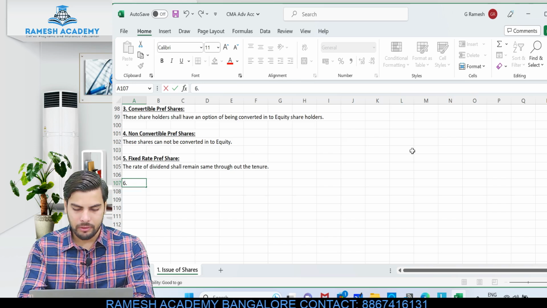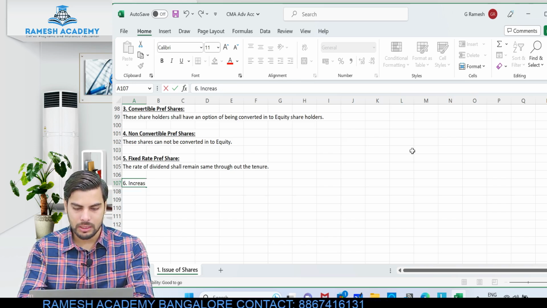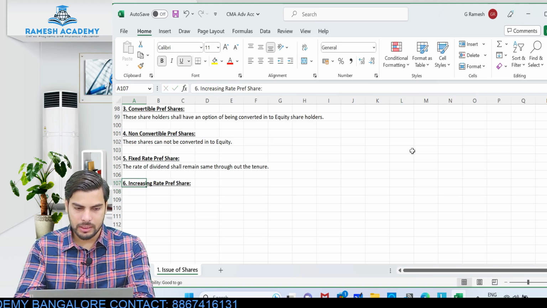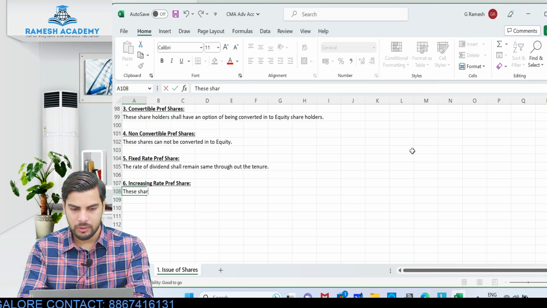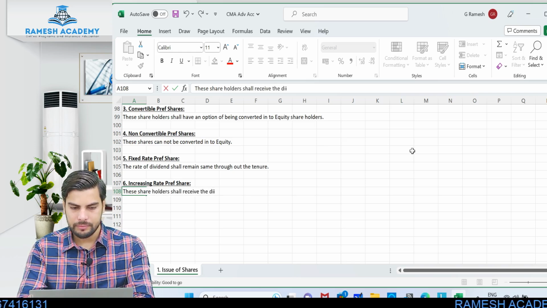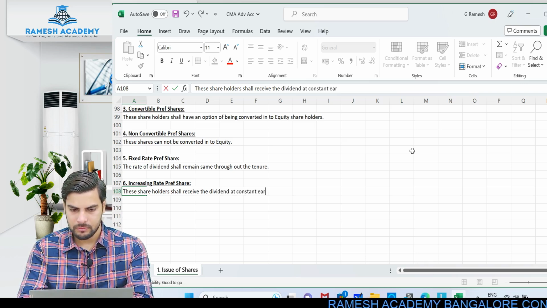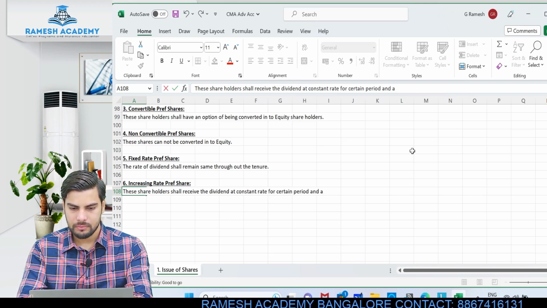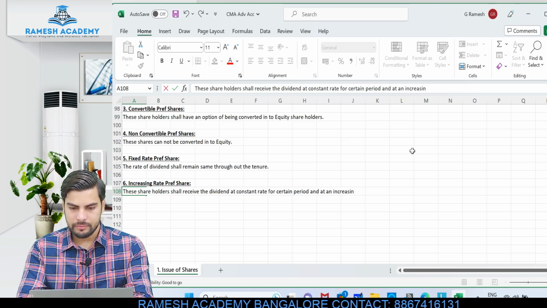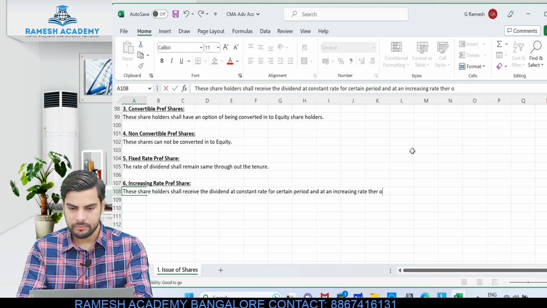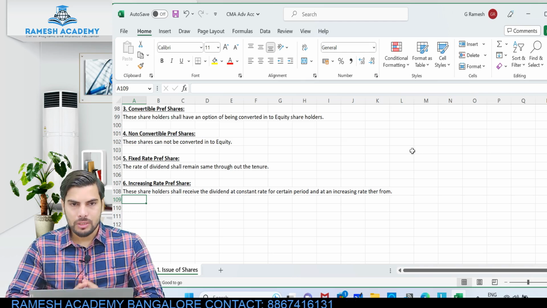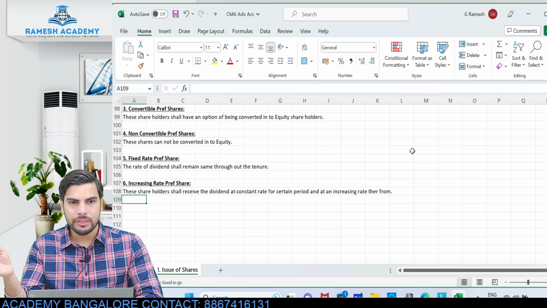Then the next thing, increasing rate dividend. Let us understand what this increasing rate dividend or increasing rate preference share is. When it comes to increasing rate preference shares, these shareholders shall receive the dividend at a constant rate for some time and at an increasing rate thereon. Clear? For a certain period the company will be paying some fixed amount of dividend, and afterwards the dividend will be increased.